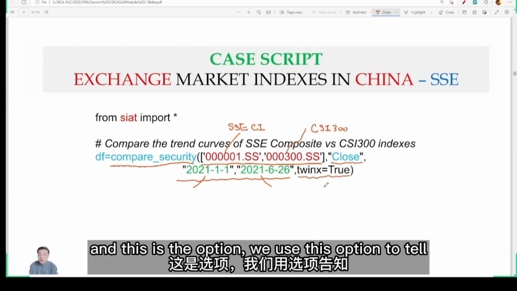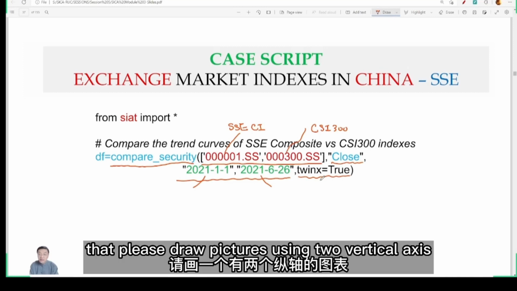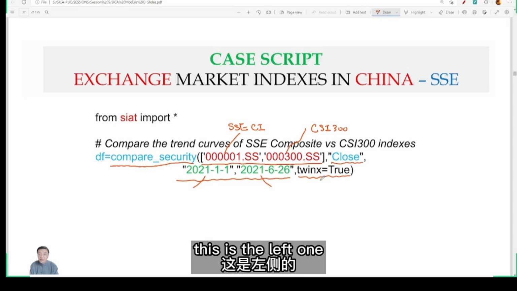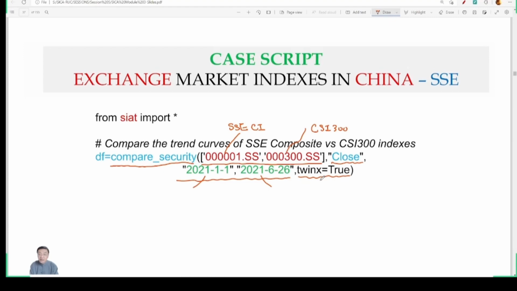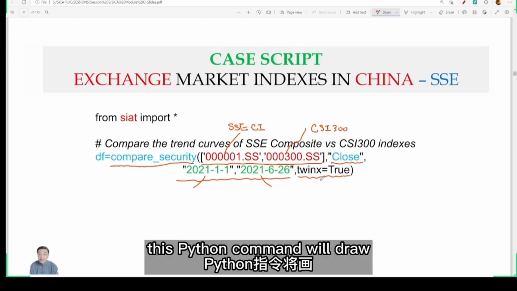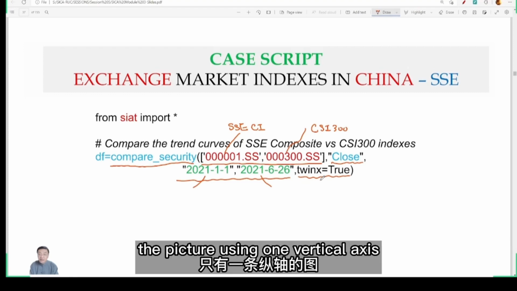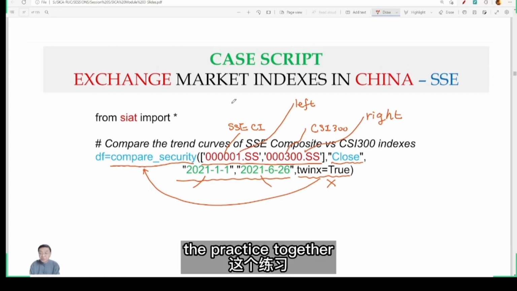We use this option to tell this Python command to please draw pictures using two vertical axes. This is the left one and this is the right one. If we do not have this option, this Python command will draw the picture using one vertical axis, the left one. Now let's do the practice together.